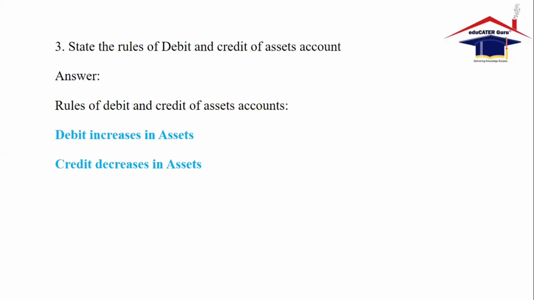Next, state the rules of debit and credit of assets. So it is very easy. Debit increases the asset. Credit decreases the asset. When an asset is bought, it is debited. And when it is sold or depreciated, the value of the asset decreases, which is shown on the credit side.